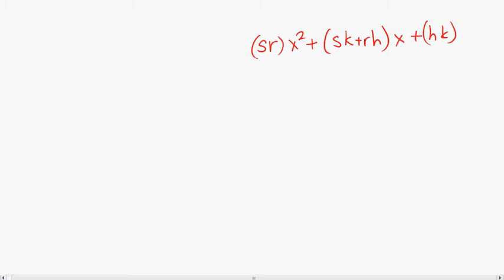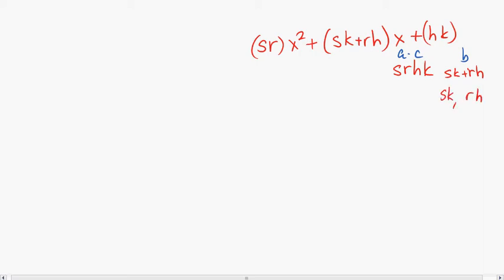And now, again, as you recall, I'm going to look for numbers that multiply to s times r times h times k, which is a times c, that also add to my b value, which is s times k plus r times h. Obviously, the two things that add to sk plus rh that also multiply to sk rh is sk and rh.